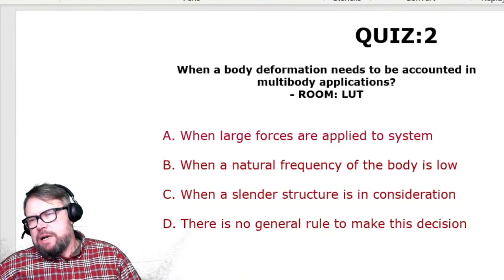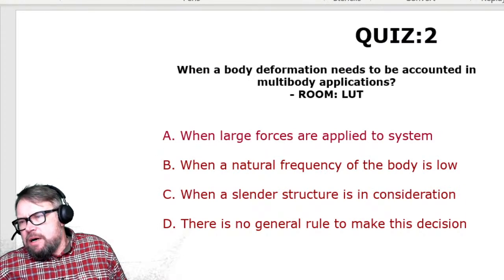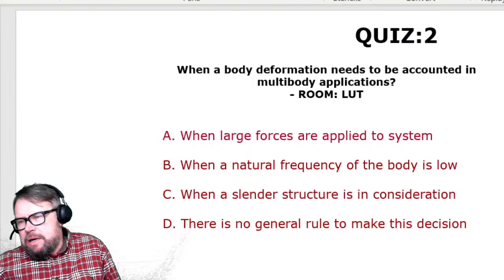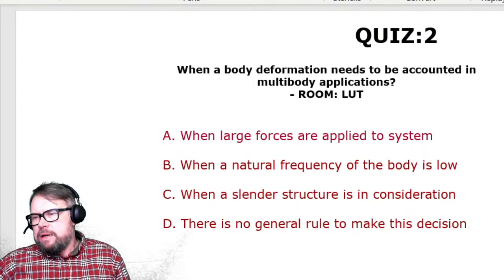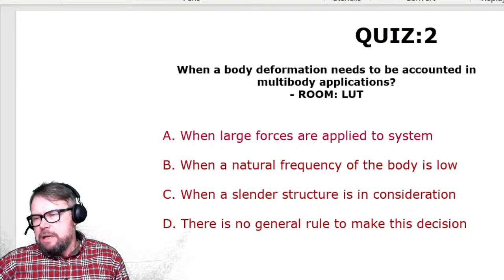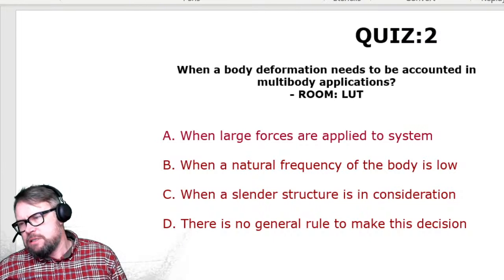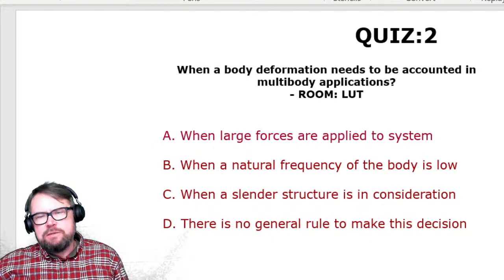Okay, so let me ask you this. When does a body's deformation need to be accounted for in multibody applications? When a large force is applied to the system, when the natural frequency of the body is low, when a slender, thin structure is under consideration, or is there no general rule to make this decision?